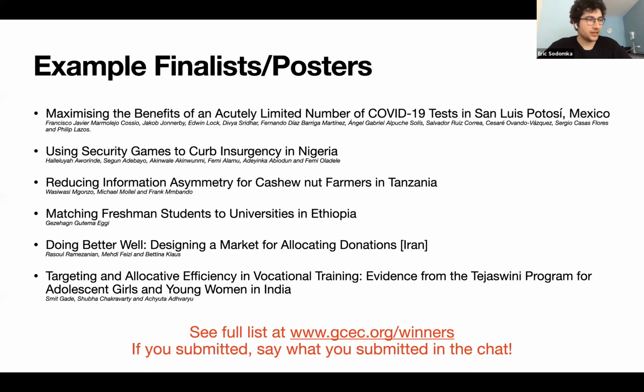So just to give you an idea, here are some of the example finalists and posters. So there was some work on how, we have some limited resource setting and we want to be applying COVID-19 tests, but how do we optimally apply those tests? I mentioned security games. How do we use these security games to curb insurgency that is going on in Nigeria? How can we reduce information asymmetry for cashew nut farmers in Tanzania?